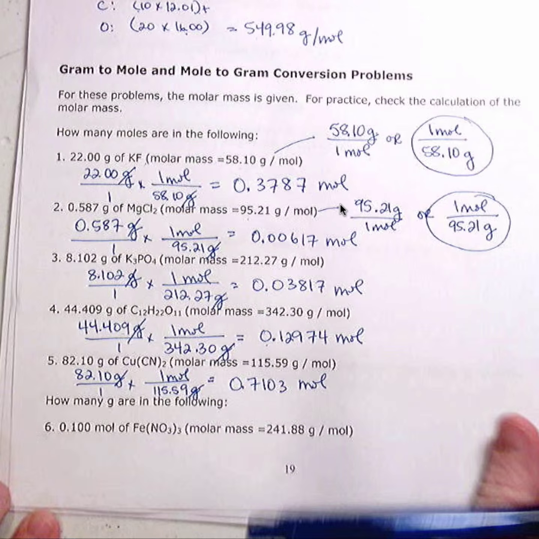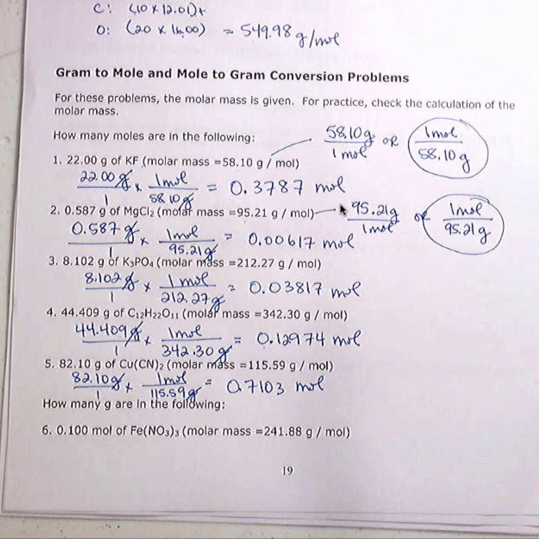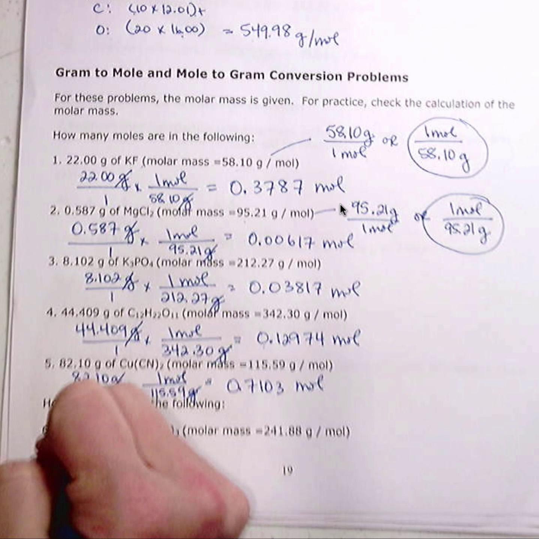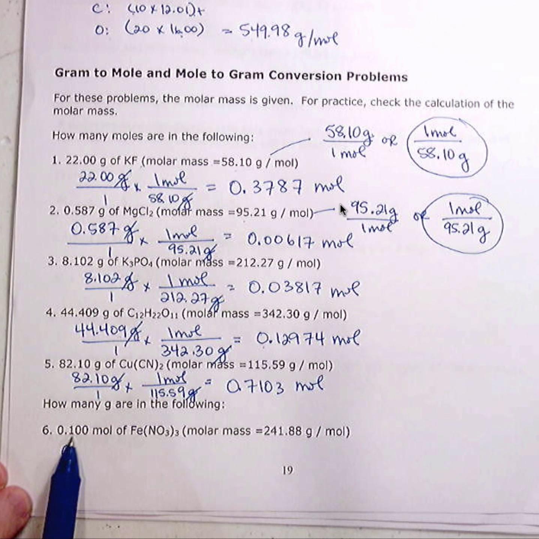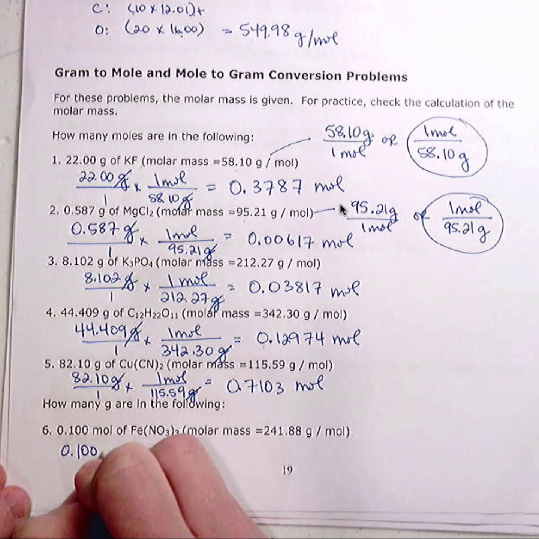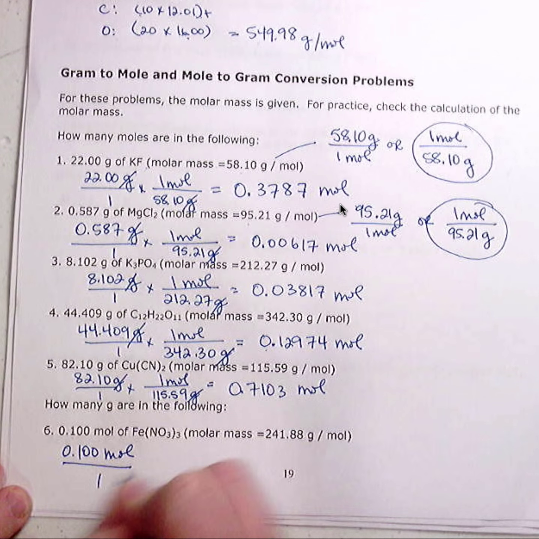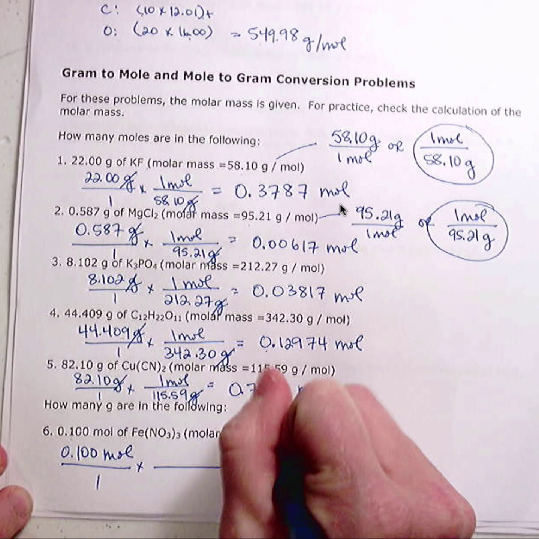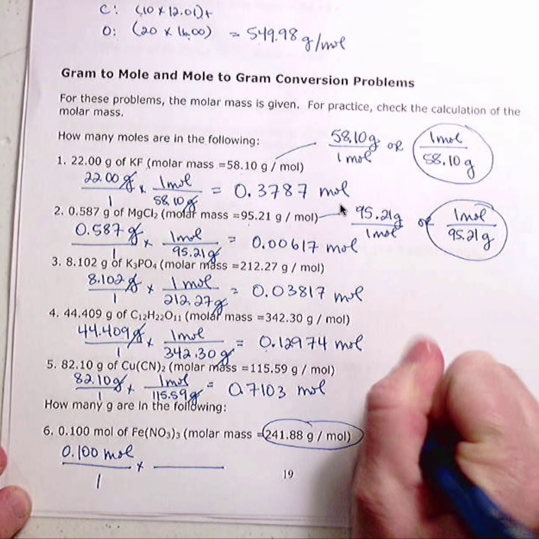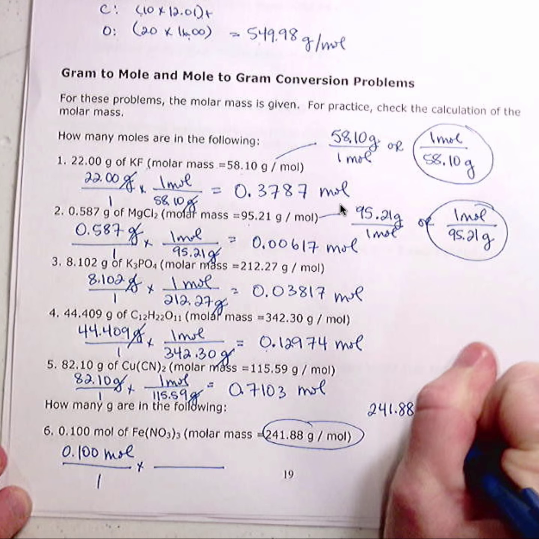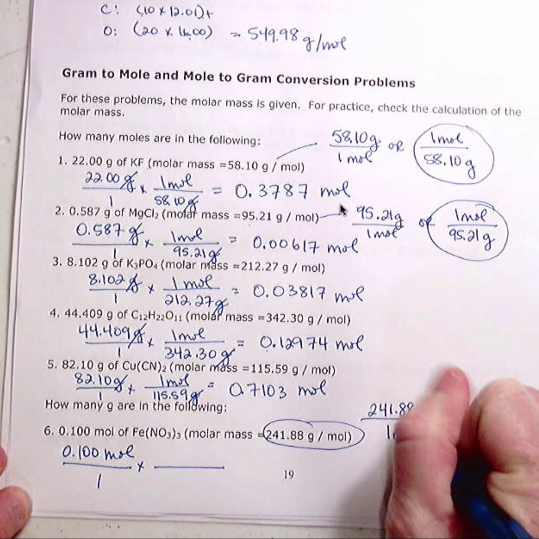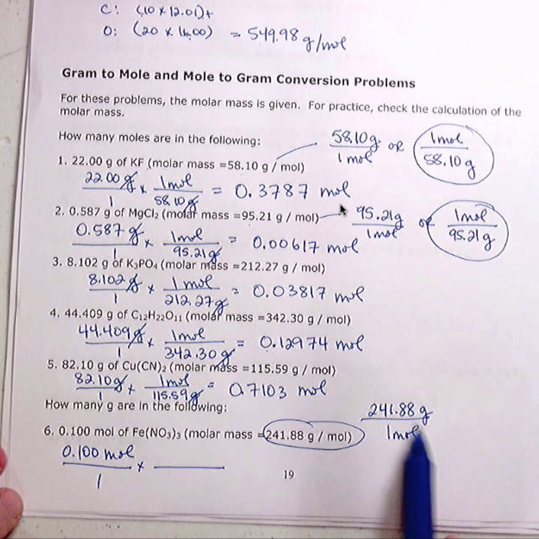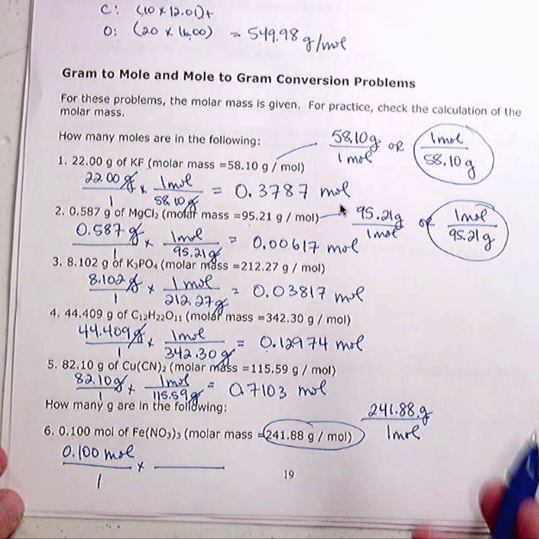Okay, so you've learned how to go one way, from grams to moles. Now we're going to go from moles to grams. So you're going to write out the starting quantity, just like you did above, over 1, and then you're going to use this molar mass. So 241.88 grams over 1 mole. And it turns out that this conversion factor is written the right way.